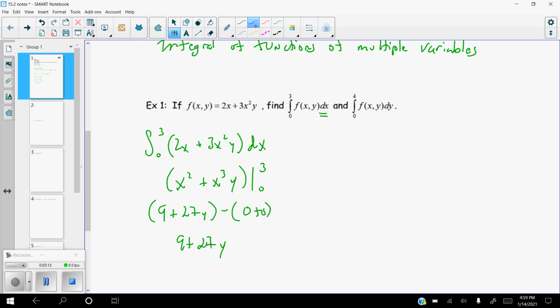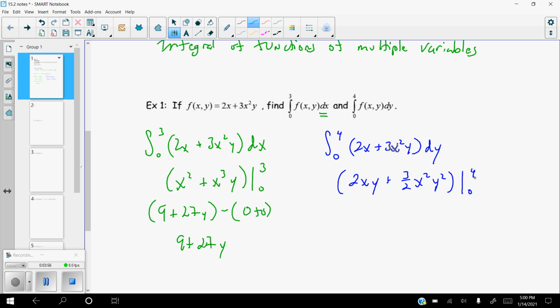Now let's do the same thing, but with respect to y. Except that the integral is going to go from 0 to 4 this time. So remember to treat x like it's a constant. So the antiderivative of 2x, remember that's a constant, is just going to be 2xy. Then the antiderivative of 3x squared y, raise the power of y by 1, that's squared, divide by the square, and you're going to get 3/2 x squared y squared. And we will evaluate that from 0 to 4.